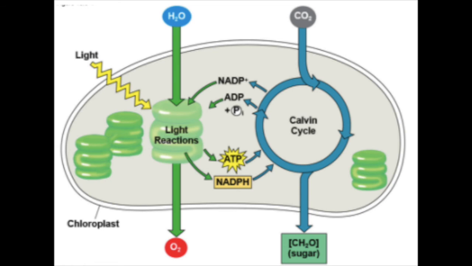The Calvin cycle then uses these energy sources and takes in carbon dioxide, where it uses all three sources, including the CO2, to create a glucose.